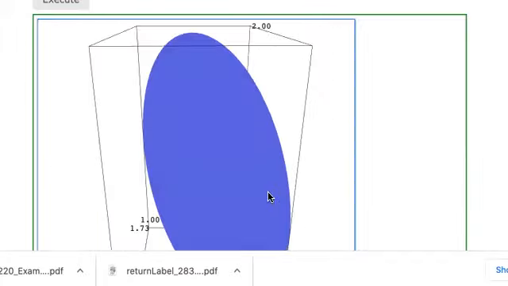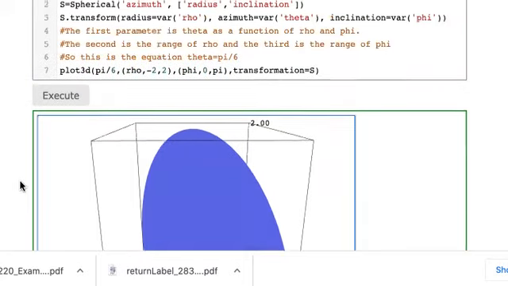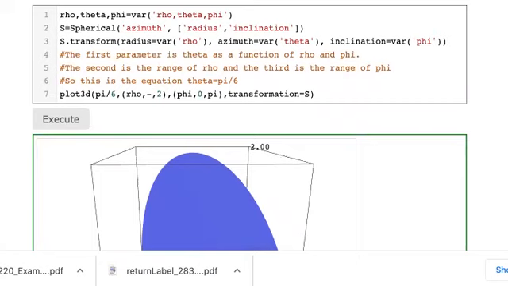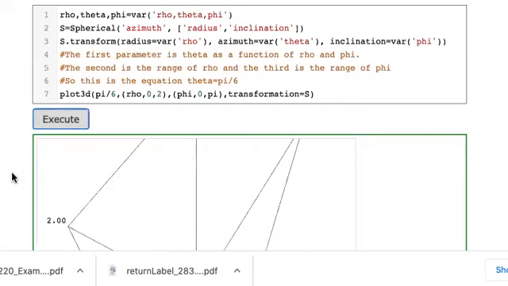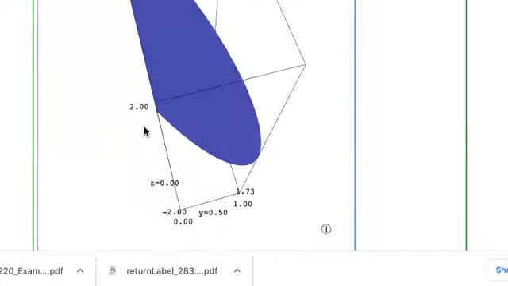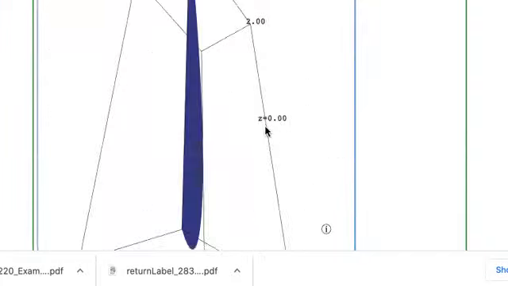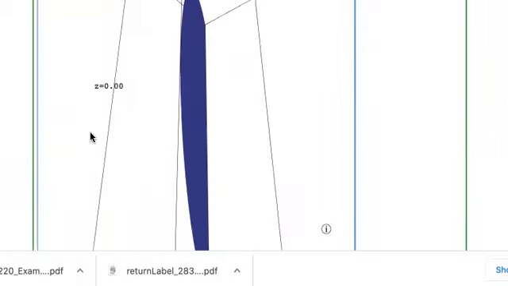Okay, with those coordinates. Now what would happen if we change this rho value? So it would go from 0 to 2. Let's just experiment, see what happens. We get 1/2. Aha. Yeah, just as suspected, 1/2 of the coin, cut in half.